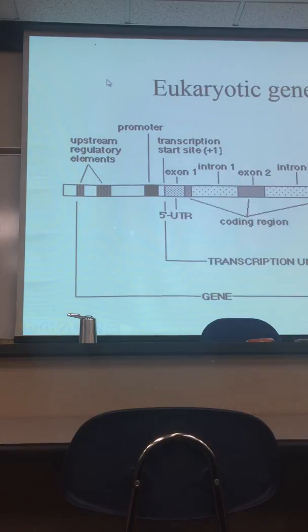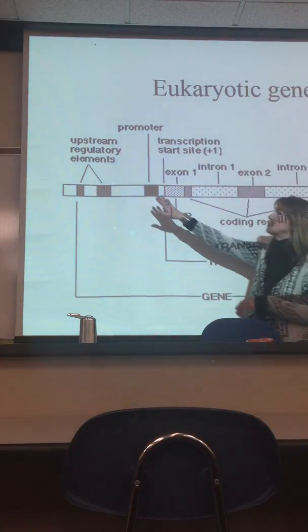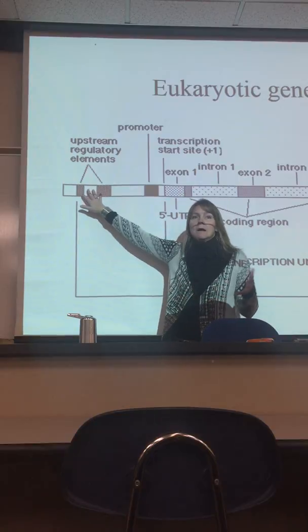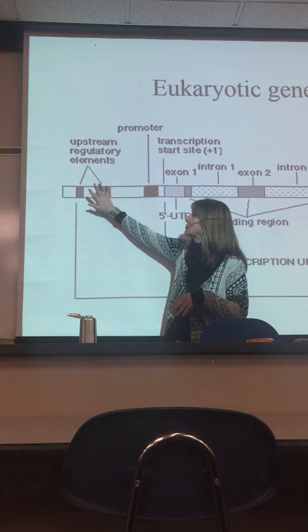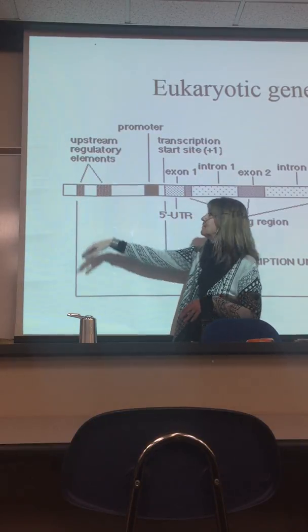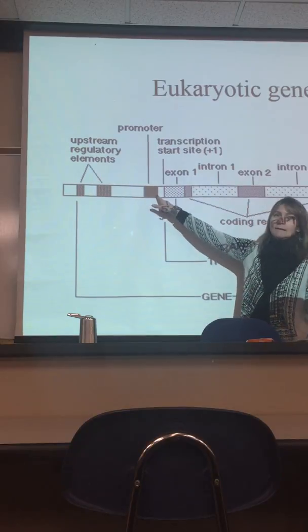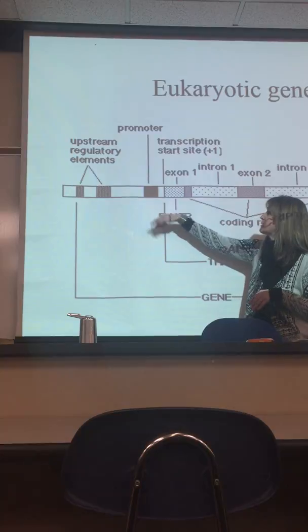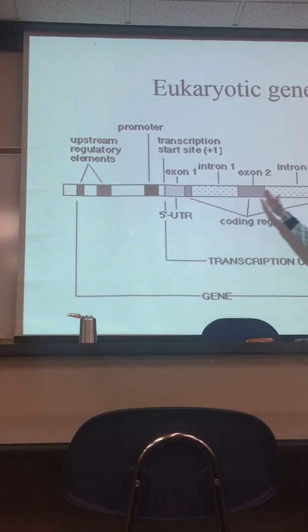Now, this is for the new material here. When you're making your pre-messenger RNA, you will have segments that aren't needed for the final product. So here's our upstream regulatory elements. They may be enhancers, they may be silencers, etc. It just depends on what's binding up there. Here's kind of our simulated promoter region. So that's where the RNA polymerase is going to start at. Okay? And this is the coding regions.